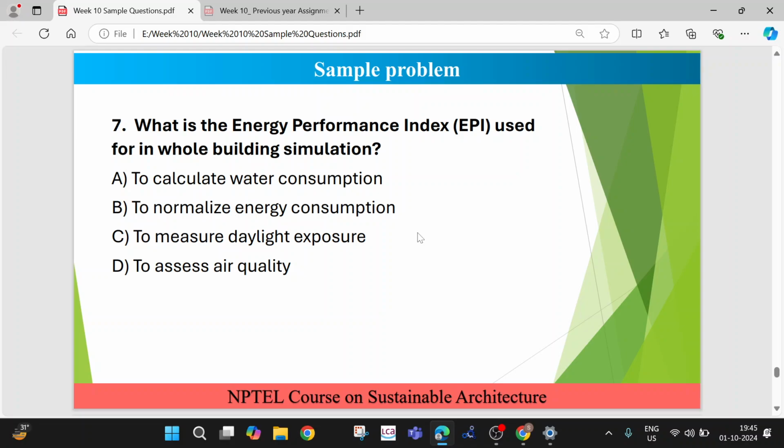Yes, sir. Detailed values of this EPI for each different house, whether it is in Noida, Zero Energy Building, we may have already done. So I don't want much discussion on that. So can we move to the next question then?